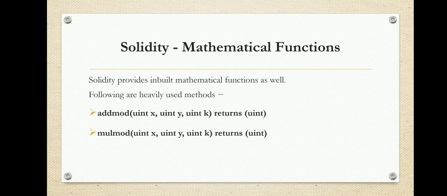The addmod function performs the addition of the first two numbers, that is x plus y, and finds the modulus of x plus y, modulus k. That is the meaning. Similarly, we have one more function, multiplication mod, that is mulmod. Here we perform multiplication of the first two numbers, x into y, and modulus of k, which also returns an unsigned integer.